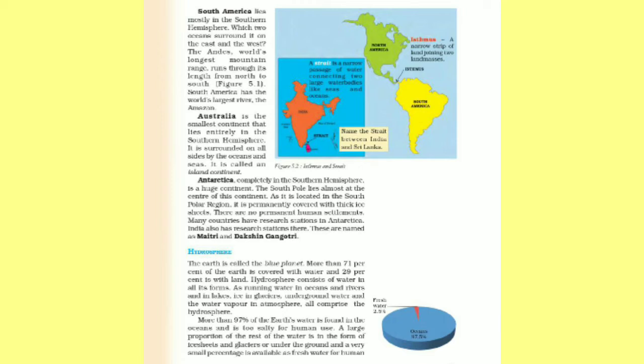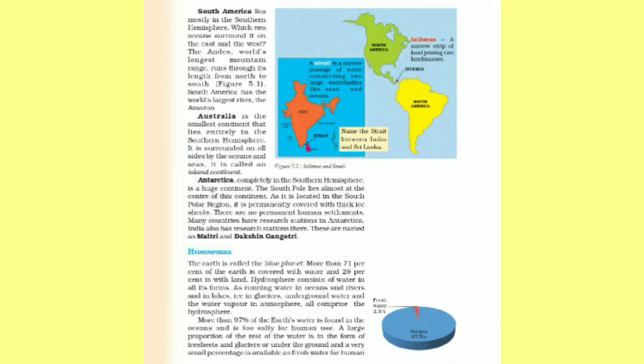Next is Australia. It is the smallest continent that lies entirely in the southern hemisphere. It is surrounded on all sides by the oceans, and thus it is called an island continent. So we all know an island is a small piece of land which is mostly surrounded or bounded by oceans. So as Australia is surrounded by ocean, we often call it the island continent.